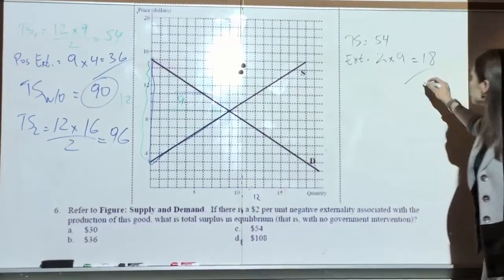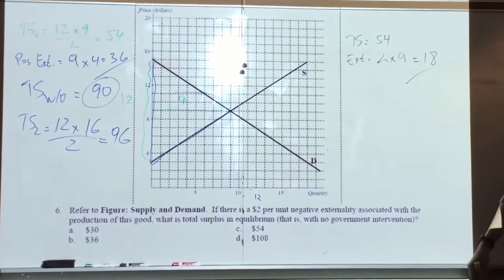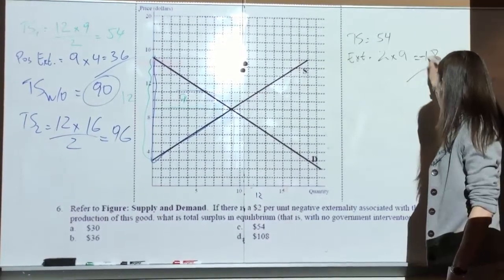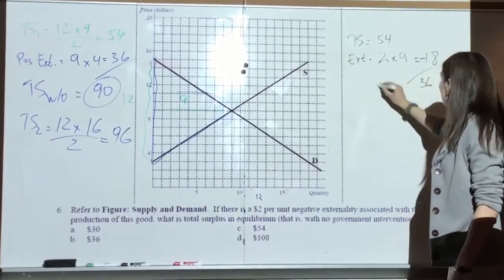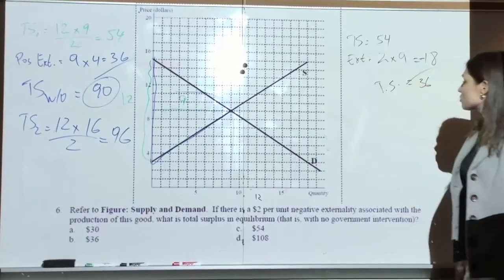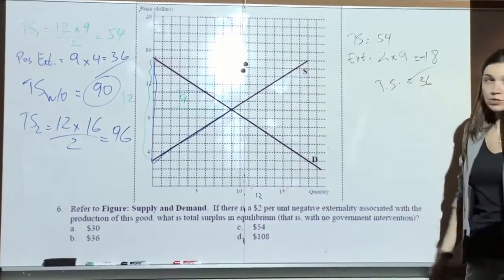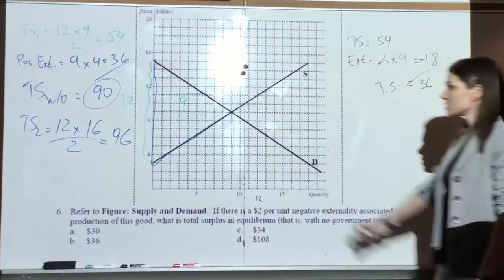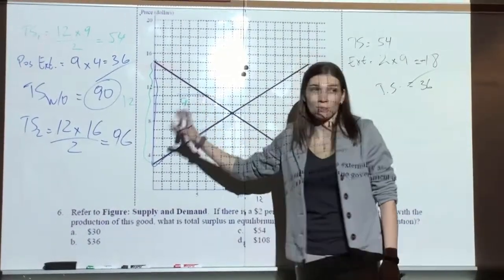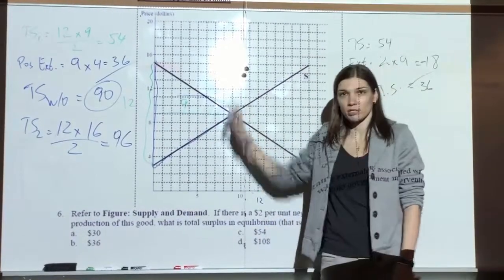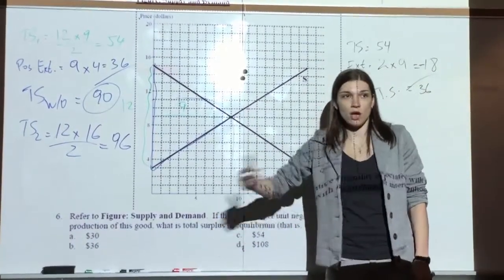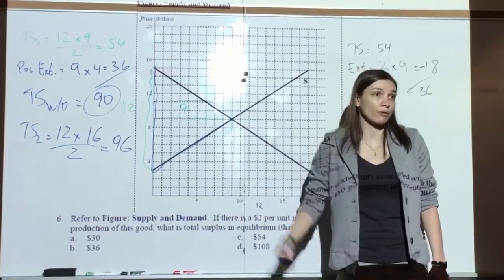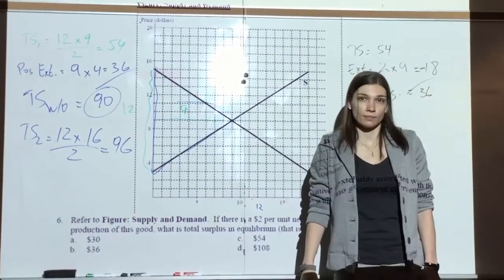18, 36. This is negative. So total surplus becomes 36, because this does not reflect the negative externality. People are actually suffering by selling 9 units of this good without realizing it or without accounting for it. Do you agree?